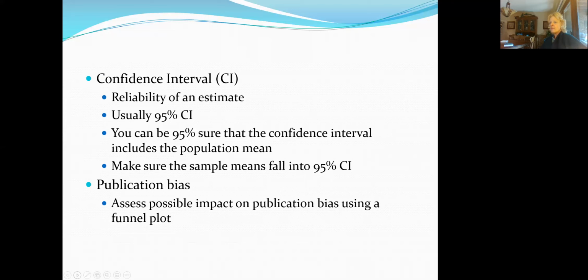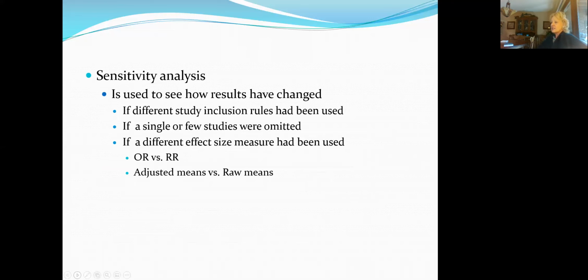The other thing that meta-analyses usually include is an assessment of publication bias. And you can do that with a funnel plot, or you can do it with additional statistics. And that's a sensitivity analysis. So it's used to see how the results change if a different study was included. And it tells you if there was a different effect size and adjusted means versus raw means. So that just gives you a little more information.